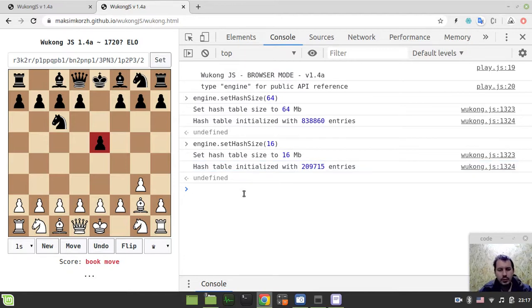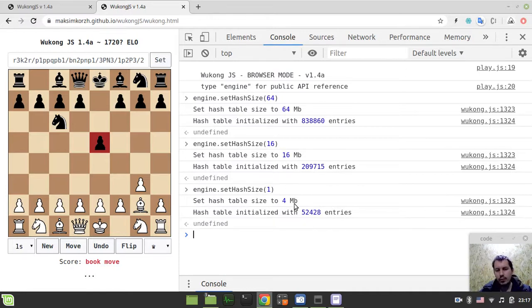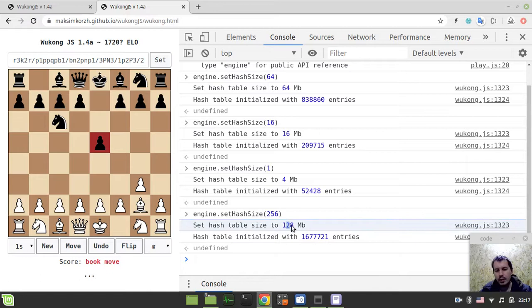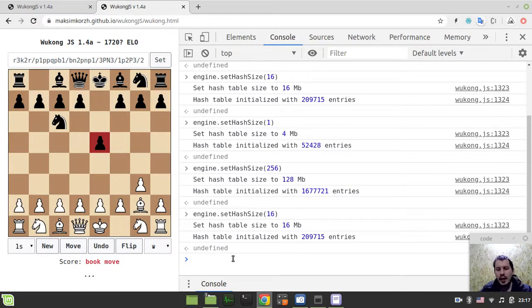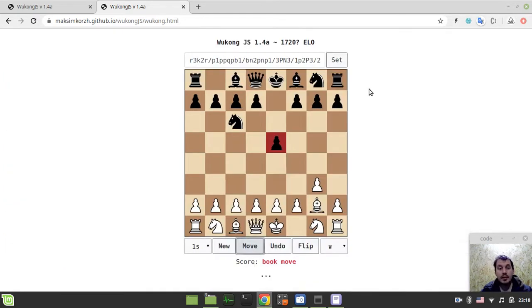If you try values below the bottom margin, it will automatically be set to 4 megabytes, which is the minimal size for a hash table. If you try to exceed the upper margin, it will be set to the maximum available. And by default it always starts with 16. In Arena GUI the default is 64 megabytes, but that is set automatically by Arena GUI itself, so no worries regarding that. This might only be interesting to testers who set up hashes when running matches like one engine versus another.